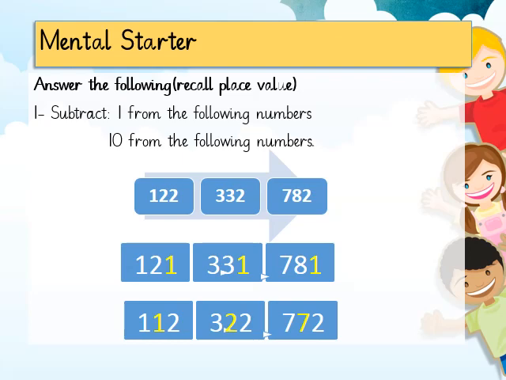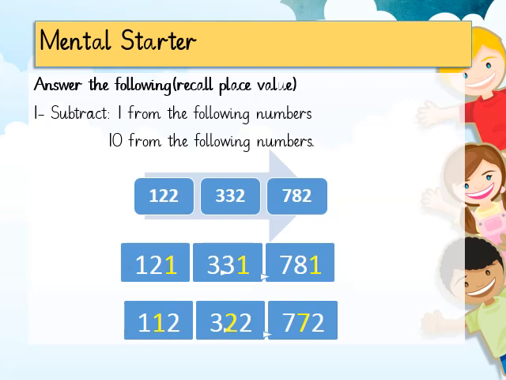Let's start. For the number 122, first of all identify the unit. In the same way as you did the addition, the place value will change at units place when we are going to subtract 1 from the given number. In this way, 122 will turn to be 121, 332 to be 331 and 782 to be 781.